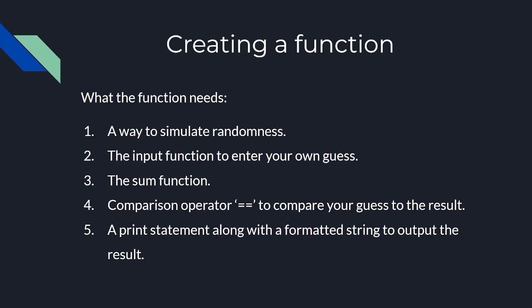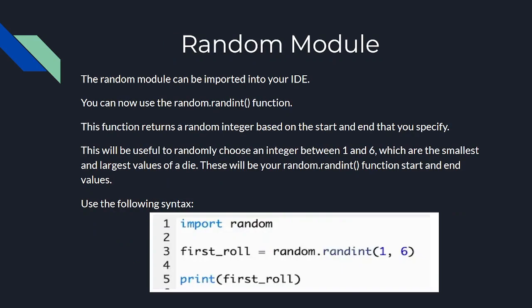Creating a function. What does this function need? A way to simulate randomness, the input function to enter your own guess, the sum function, a comparison operator to compare your guess to the result, and a print statement along with a formatted string to output the result.